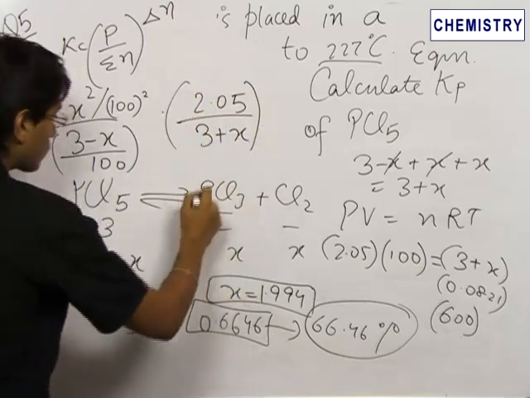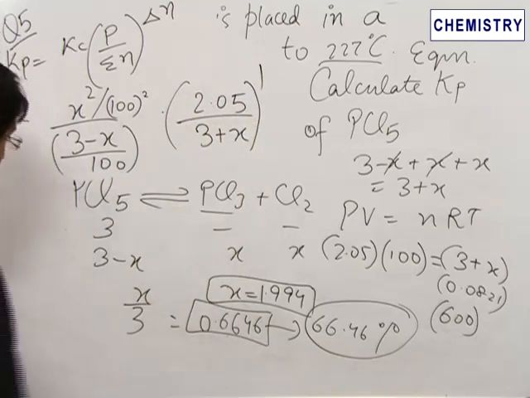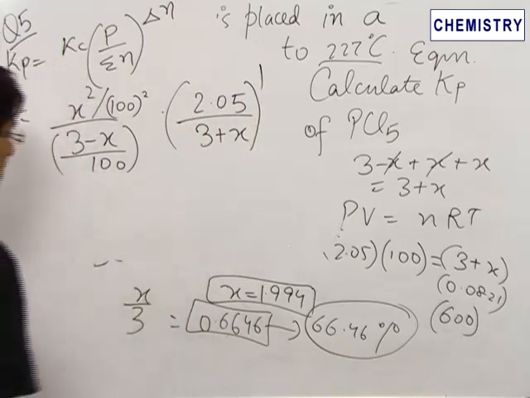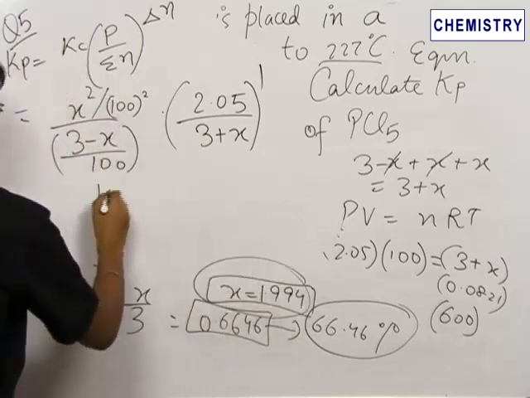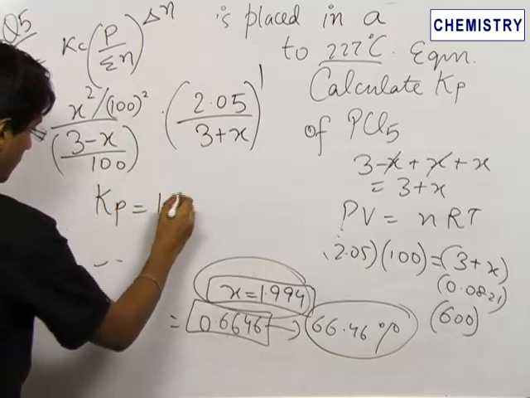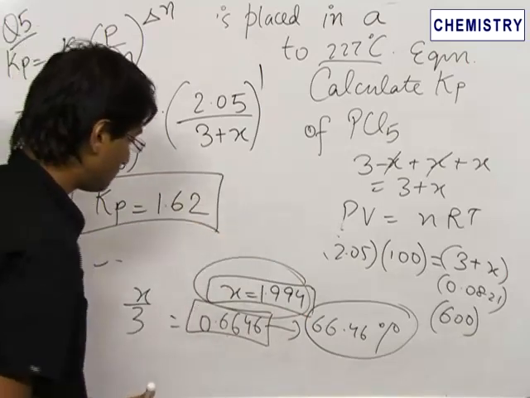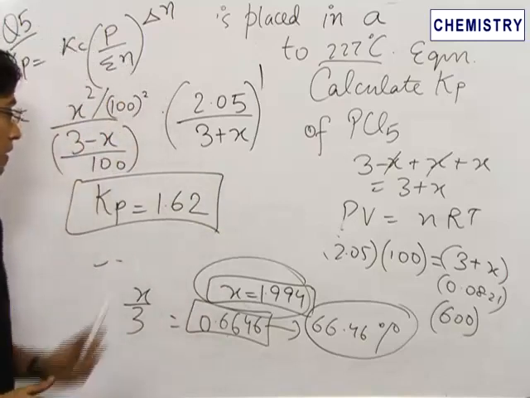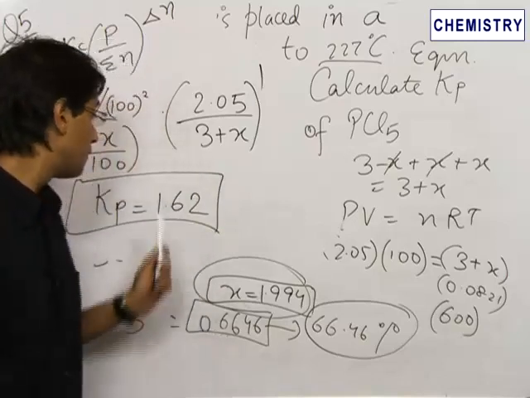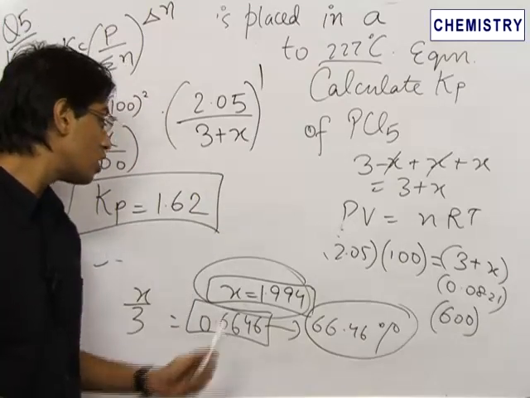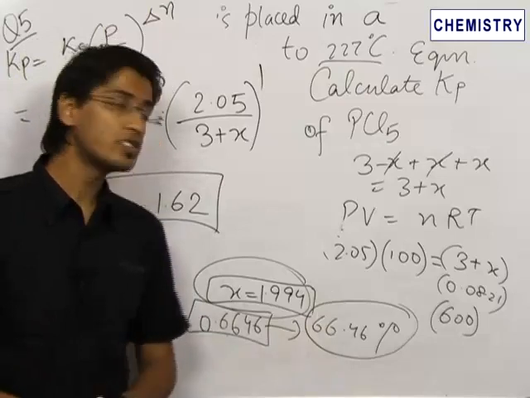Delta n is 1 plus 1 minus 1, that is 1, and we know the value of x is 1.994, and hence the value of Kp comes out to be equal to 1.62. Hence our final answers are: the value of Kp for the dissociation of phosphorus pentachloride is 1.62, and its degree of dissociation is 0.6646, that is 66.46%.